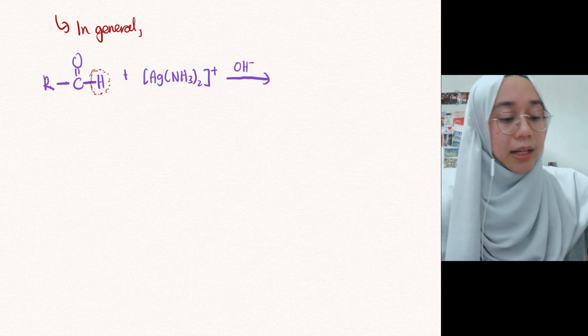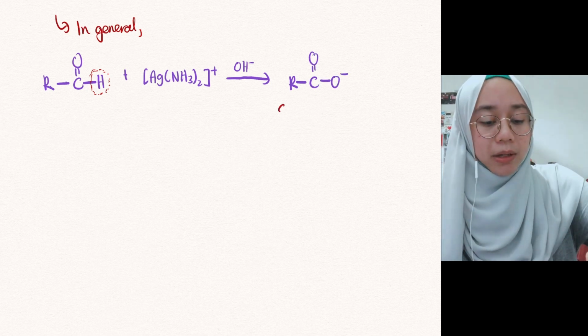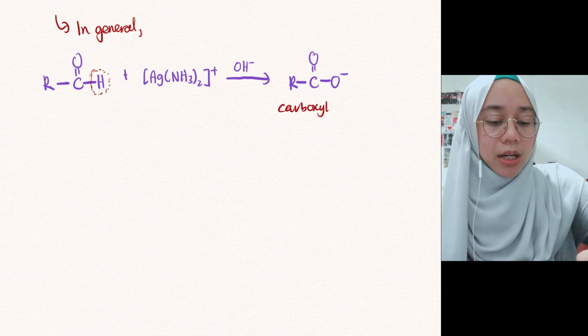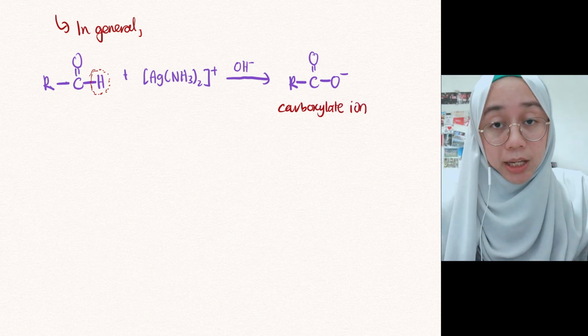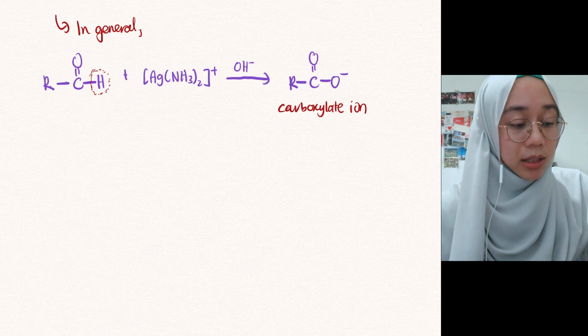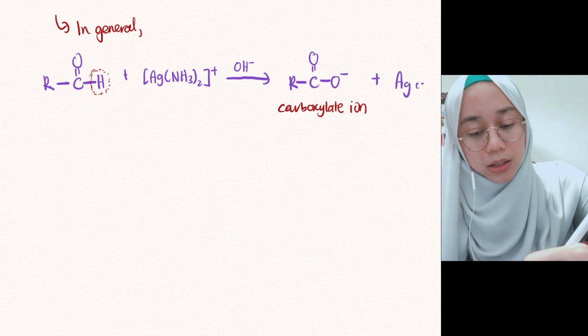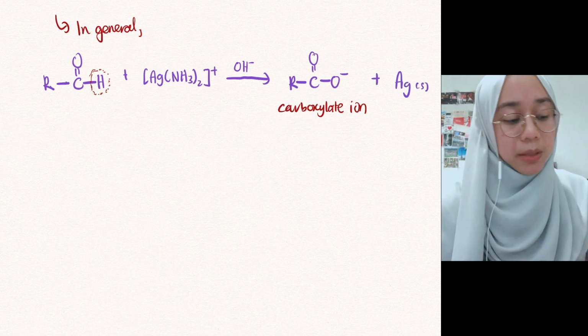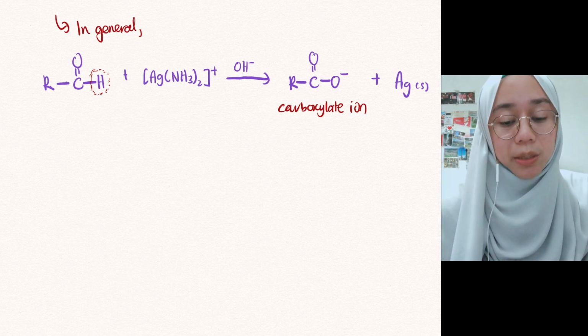And kita dapat carboxylate ion. So this is what we call as the carboxylate ion. Okay, hasil dia kita dapat carboxylate ion. And then of course kita kena tunjuk the precipitate kan. So the precipitate adalah silver. So since dia adalah silver, so kita just letaklah Ag kat sini. So solid. Okay, sebab dia adalah precipitate. So that is the one yang akan bagi kamu silver mirror precipitate tu.